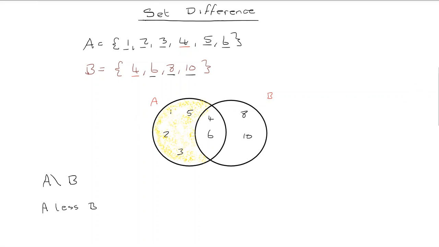And if you were to list out the elements in that, this is going to be equal to the elements 1, 2, 3, and 5. So essentially what you're doing is you're taking all the elements that are in A and you're listing them, but you're excluding any of the elements that are in B. So that's what it means by a set difference. So this here is what's known as A less B.